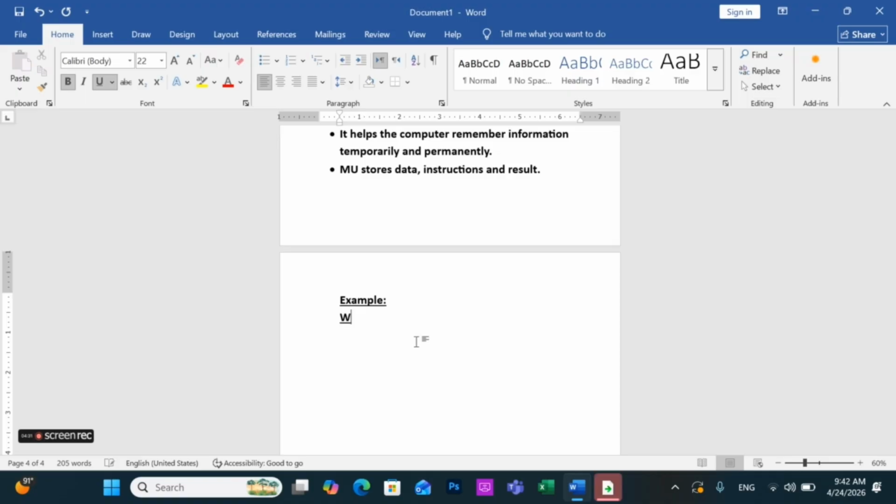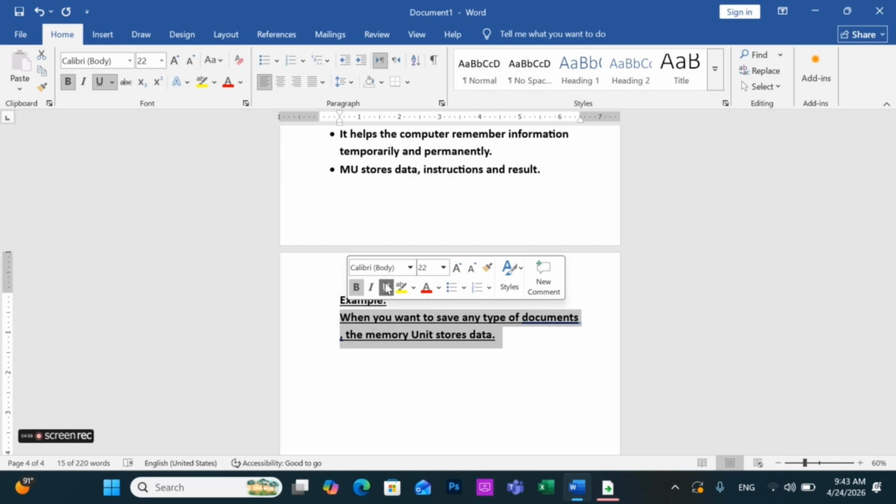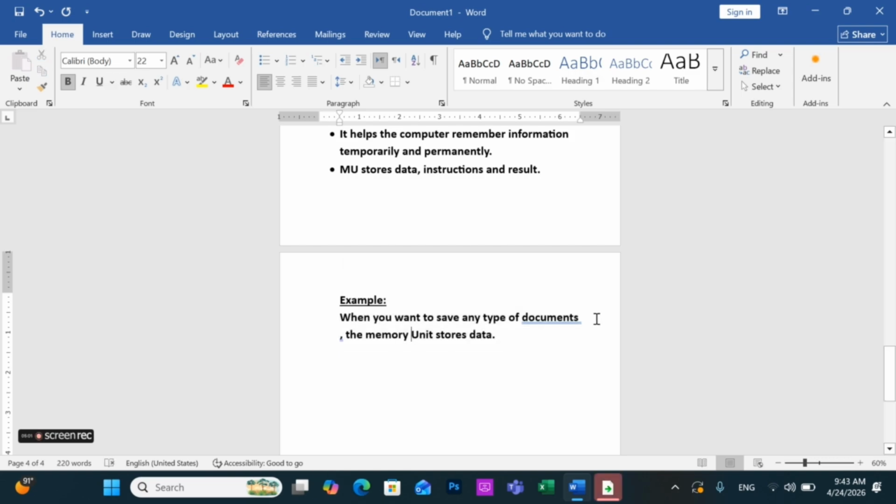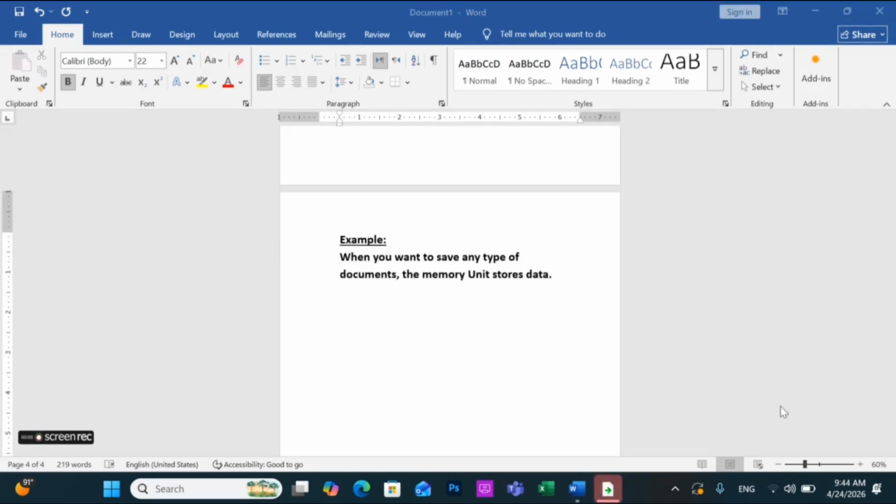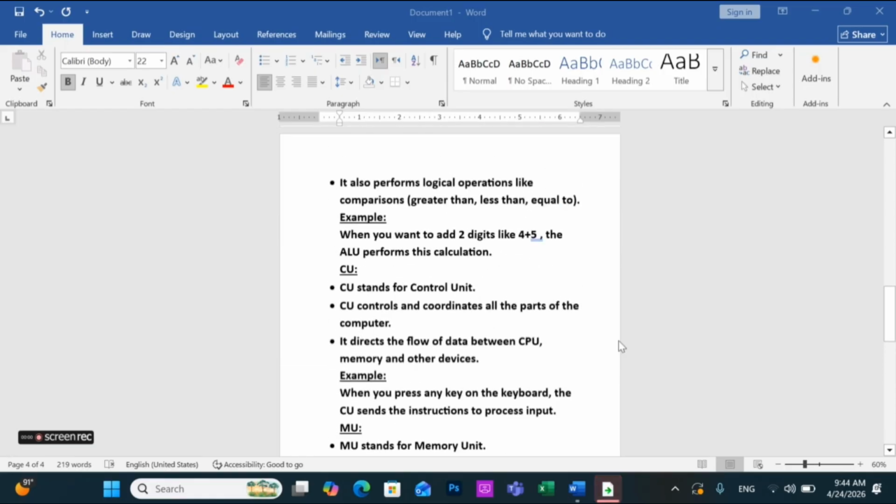Example. When you want to save any type of document, who will save it? The memory unit will save it. So this is your memory unit.